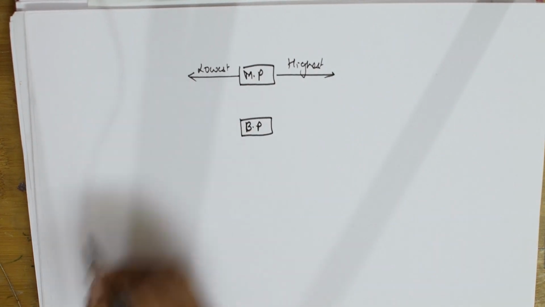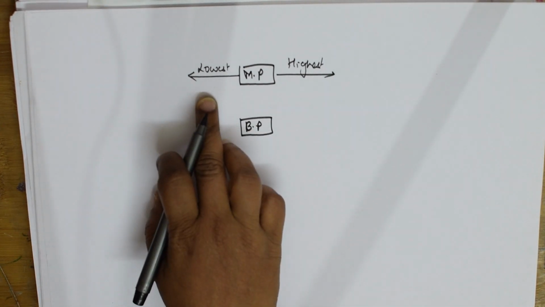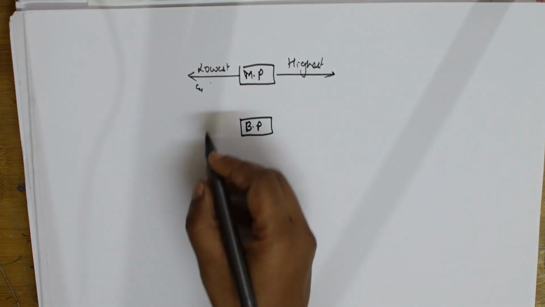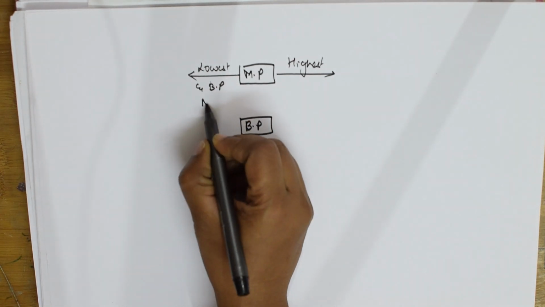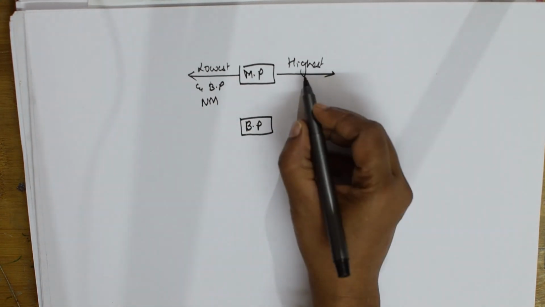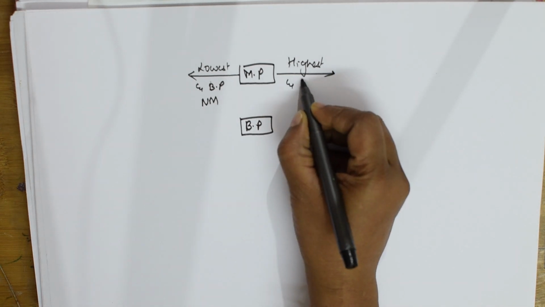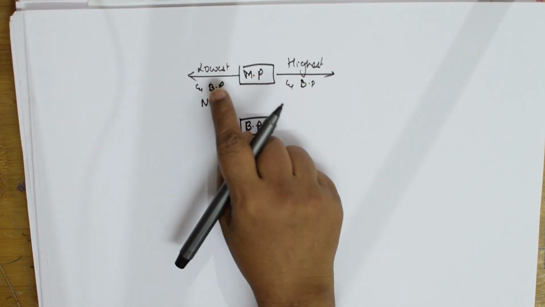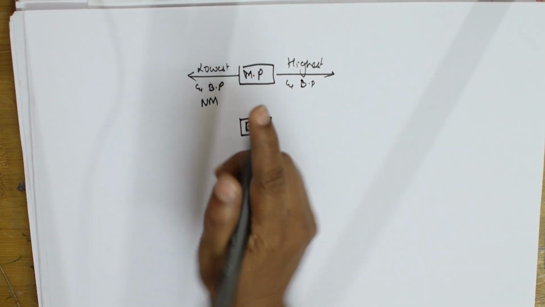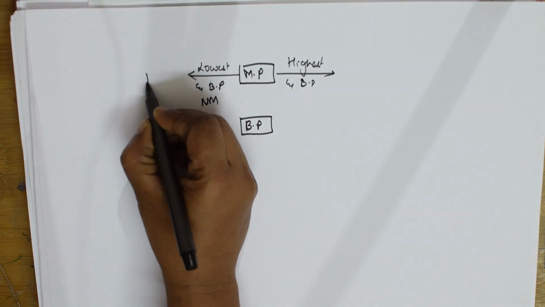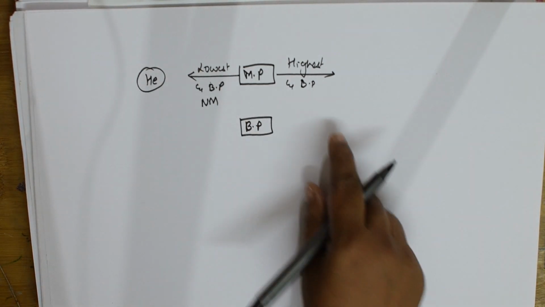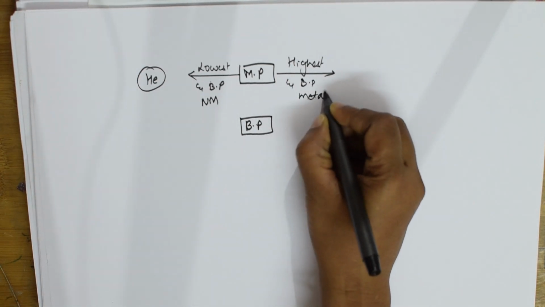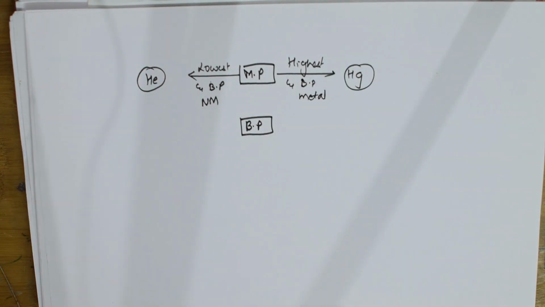So lowest melting point and lowest boiling point non-metal; and next, highest melting point as well as highest boiling point metal. The lowest melting point and lowest boiling point non-metal is what? That's nothing but helium. Highest melting point and highest boiling point metal, what is that? It is nothing but mercury. Right, you're liking this, I think.